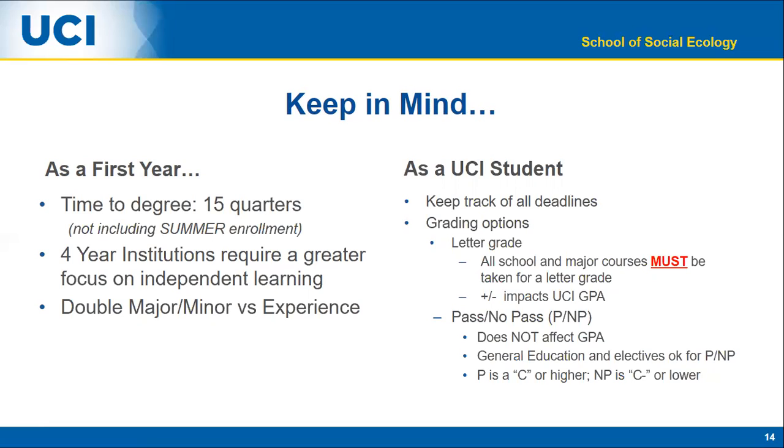In terms of pass, no pass, for example, my seminar is pass, no pass. To get a pass, you would need a C or higher. To get a no pass, you would need a C- or lower. A pass does not affect your GPA, neither does a no pass. But if you get a no pass, you get 0 units. And if you get a pass, you get all of your units. So if you don't know whether or not to take a class pass, no pass, come talk to me.